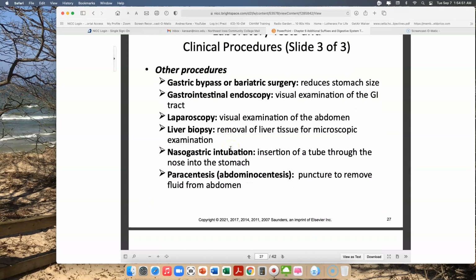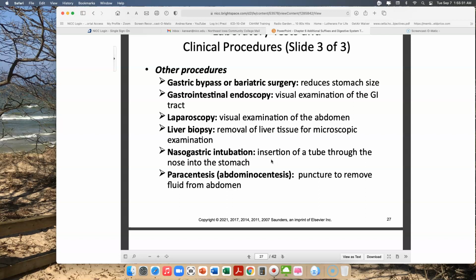All right, so moving down to other procedures. There's gastric bypass or bariatric surgery. Gastrointestinal endoscopy is very common, where you're doing an endoscopy to look at that GI tract and see if there's something happening there. Laparoscopy, you're going in and examining the abdomen. Liver biopsy is just what it says. You're taking a piece of that liver tissue for examination. Nasogastric intubation is when you're putting a tube down through the nose into the stomach, so that you can put fluids down there, or remove fluids, as it may be.